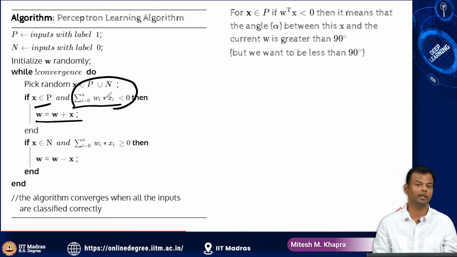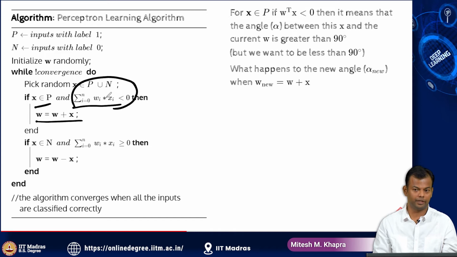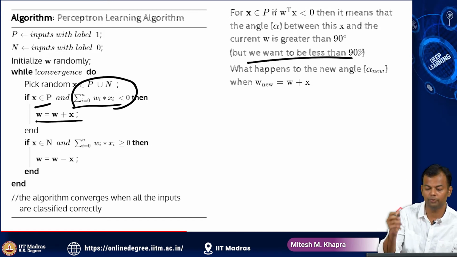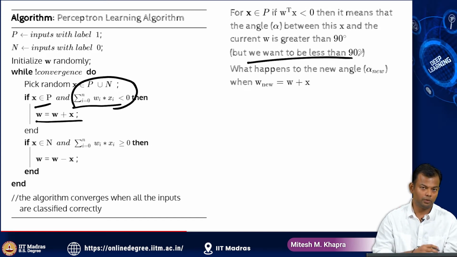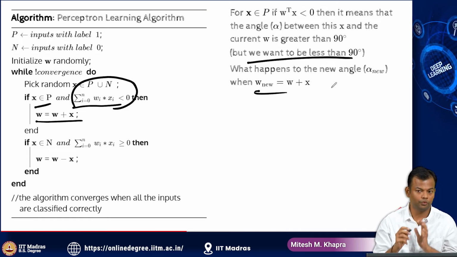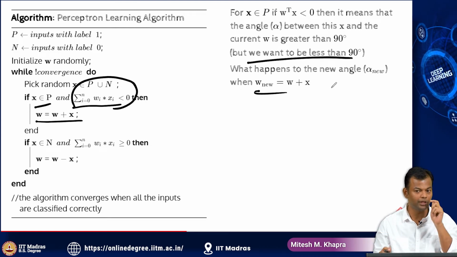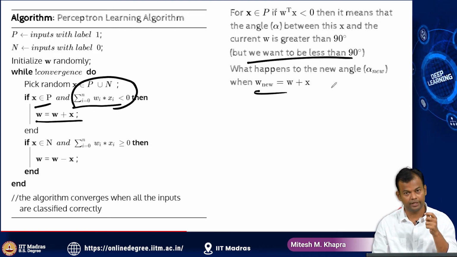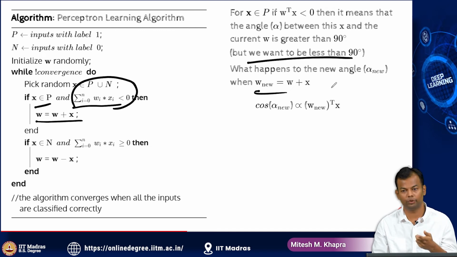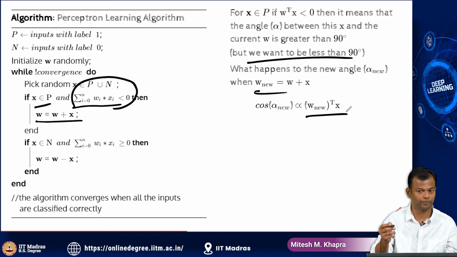So, let us see what happens if we do this update. This is the update that we do. Our goal was to want it to be less than 90 degrees. We somehow ignored that goal and went ahead and said, okay, let me do this. So, what I need to convince you is whether this is in line with my goal or not, right. So, if my new W is W plus X, let me now check what my new angle would be, right. My new angle would be proportional to this, right.